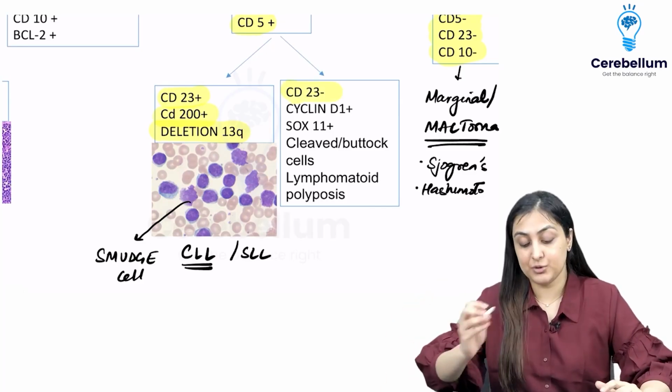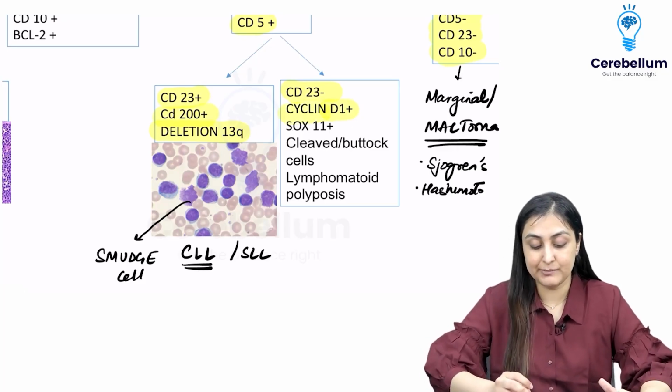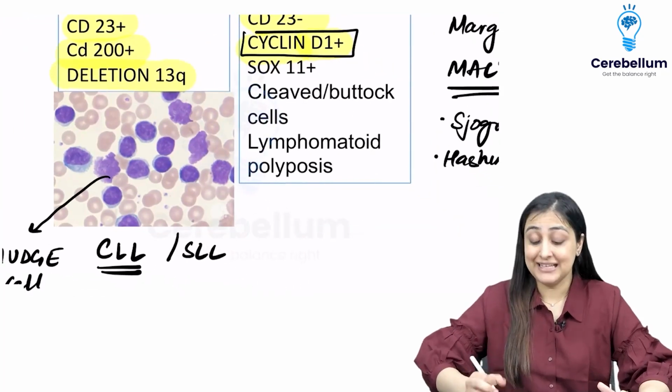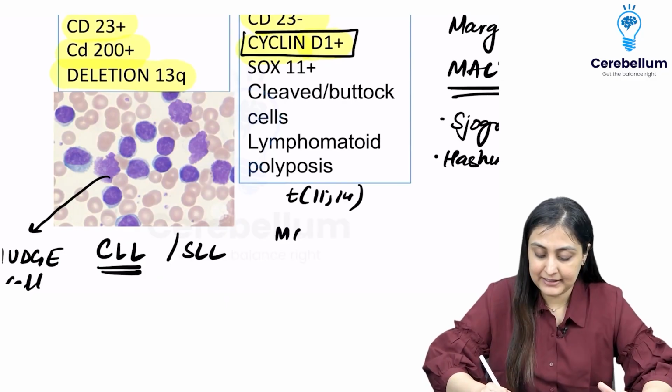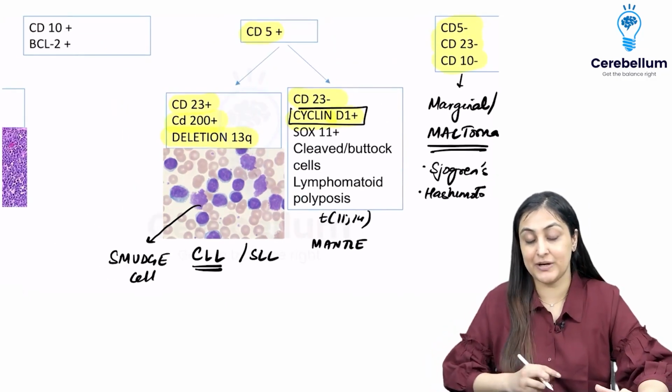On the other hand, if you have CD23 negative, cyclin D1 is positive. Can you remember where we had cyclin D1 positive? Where did we have 11, 14? So T11, 14, this is mantle. So this is your mantle cell lymphoma where CD5 is positive but CD23 is negative.